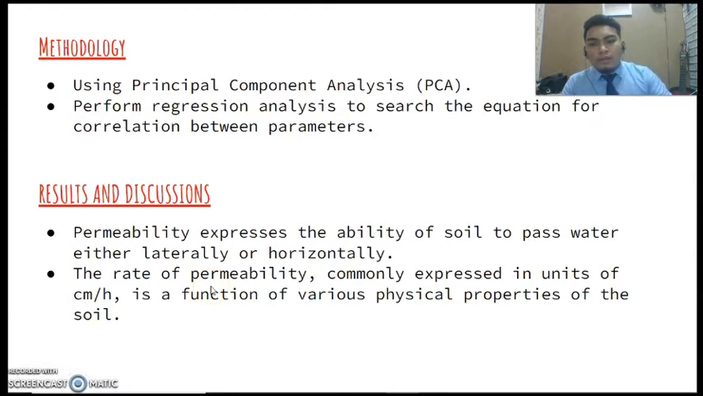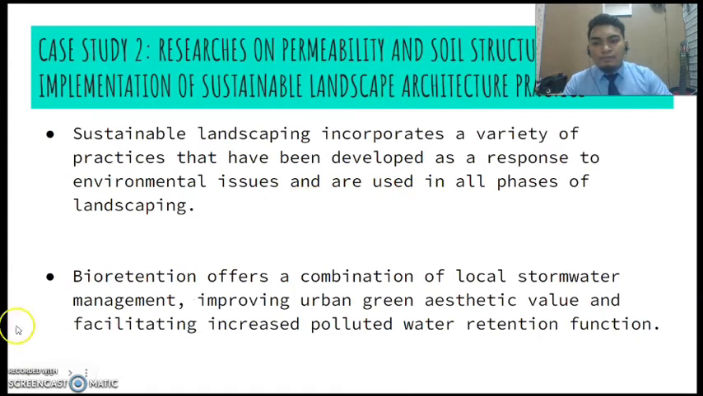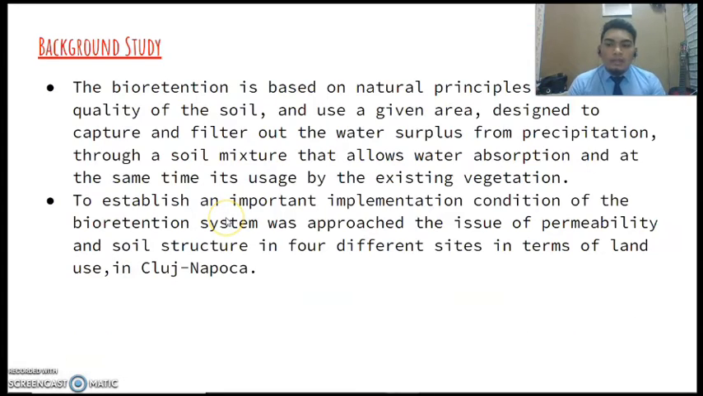We move to case study 2. Sustainable landscaping incorporates a variety of practices and has been developed as a response to environmental issues and is used in all phases of landscaping. Bioretention offers a combination of local stormwater management, improving urban green aesthetic value and facilitating increased polluted water retention function.